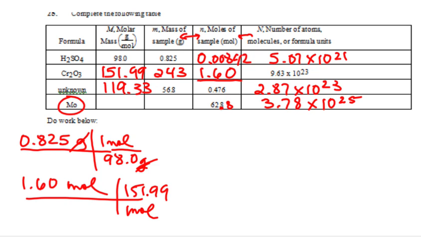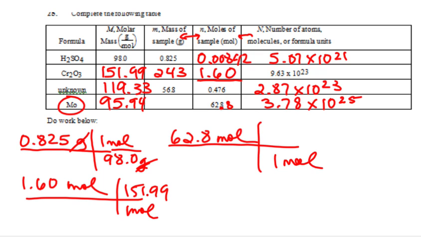All right, molybdenum. I see it. It is 95.94 AMUs, or grams per mole. So what do I do now? I know 62.8 moles. How do I find grams? Multiply by the molar mass, and I get 6,030. And there it is.